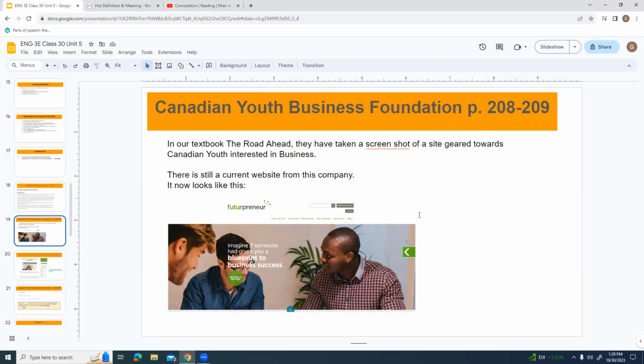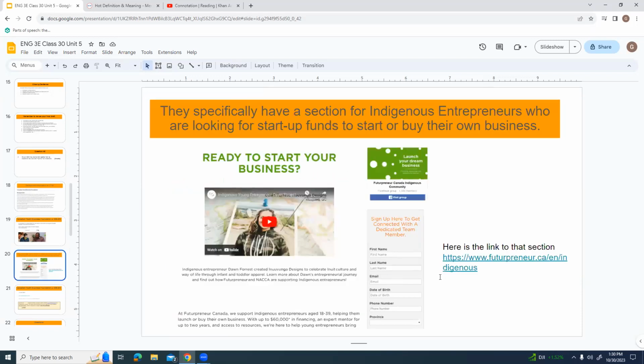Okay, in our textbook on pages 28 and 29, they've taken a screenshot of a site geared towards Canadian youth interested in business. Now, that's from a while ago. There is still a current website from this company, and it looks like this. They now call themselves Futurepreneur. Doesn't quite roll off the tongue, but anyways, it looks a little different if you're looking for it, okay?